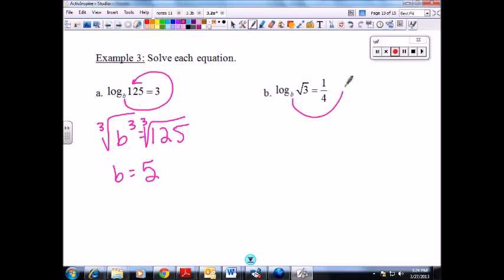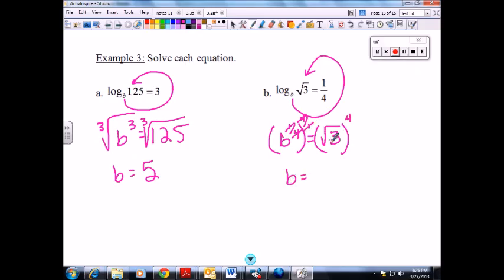This one, same thing, flip it around. b to the 1/4 equals the square root of 3. How do you get rid of the 1/4? Well, we're going to raise it to the reciprocal. If we raise that to the reciprocal, the 4's are going to cancel, the 1's are going to cancel. So we just got b.